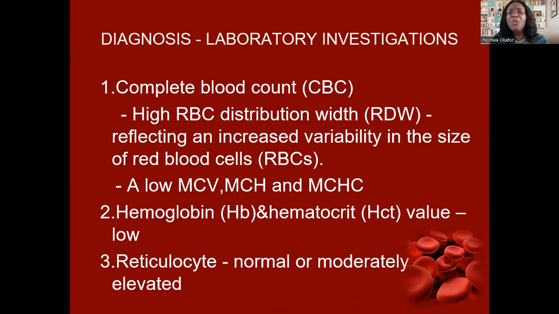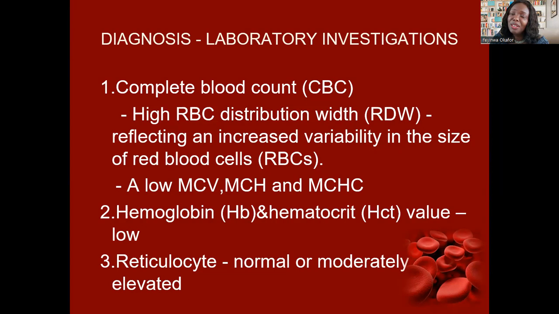Now, how do we diagnose iron deficiency anemia in the lab? Apart from the clinical presentation, we need to do some tests to diagnose iron deficiency anemia. In the laboratory, we look at the complete blood count. In iron deficiency anemia, there is an increased red cell distribution width, reflecting an increase in variability in the size of the red cells. There is obviously low hemoglobin and low red blood cell count.